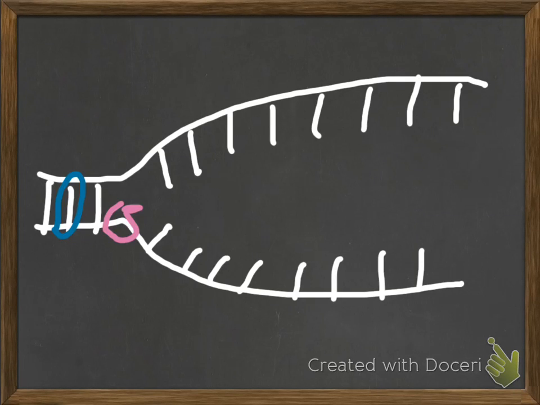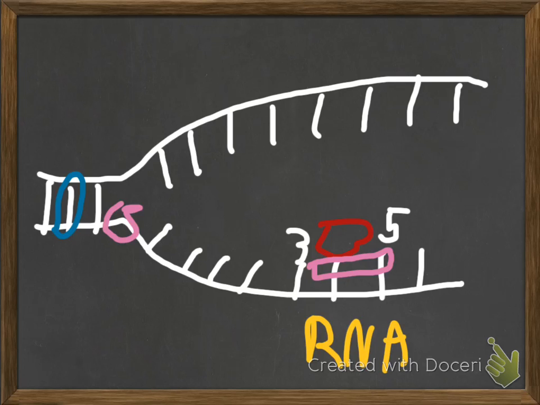What we'll see is this primase will attach a primer to the DNA strand. And what's important about this is it creates another 3' and 5' end, which is important because DNA replication can only go in one direction. And what this primer area is made out of is RNA.